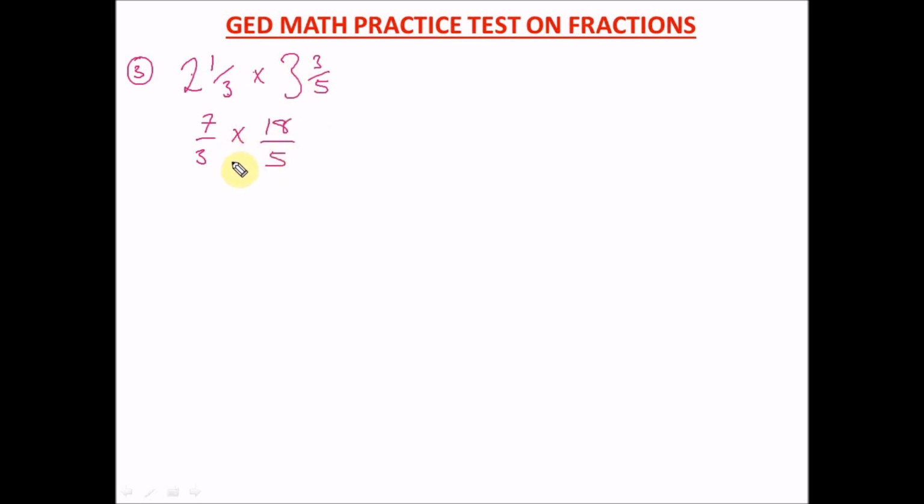So from here, what can go? This is multiplication, so we are cancelling, not addition. This is not addition or subtraction. This is multiplication, we're cancelling out. So 3 can go into 3 once, and 3 can go into 18 how many times? 6 times, all right.